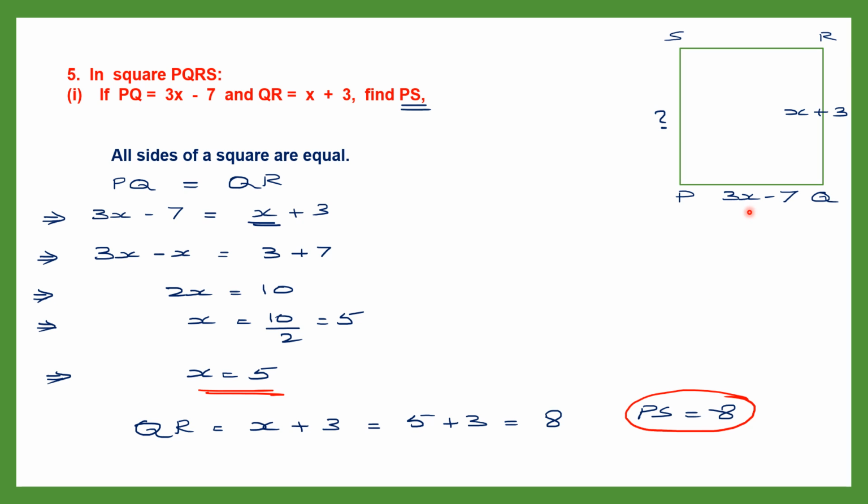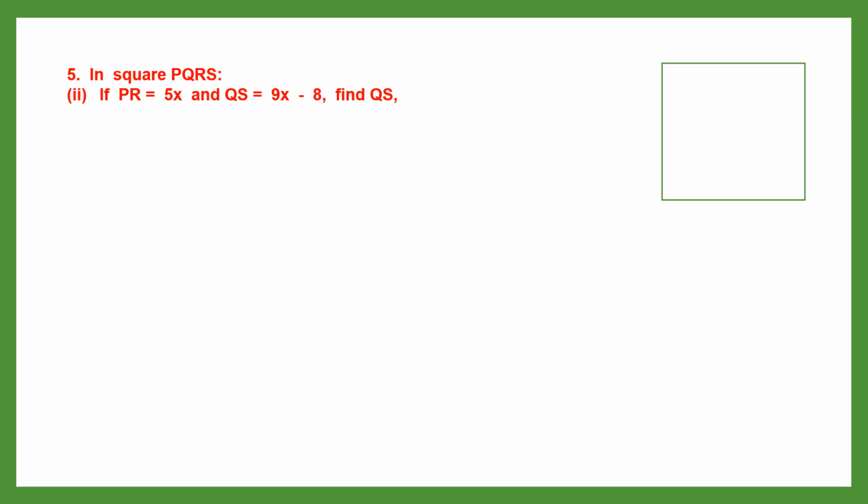Now here also, if you substitute x with 5, you will find 3 5s are 15. 15 minus 7 is 8. So here also it's 8. Here also it's 8. All four sides it is 8. So that is our first answer. Second question here.